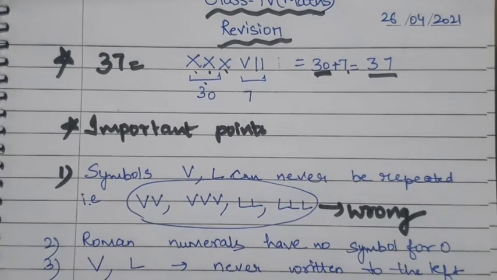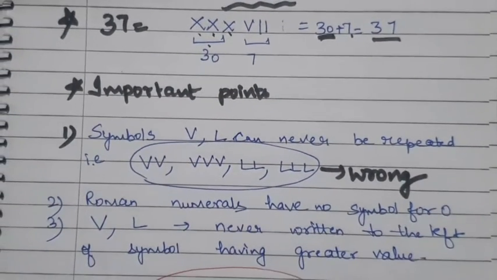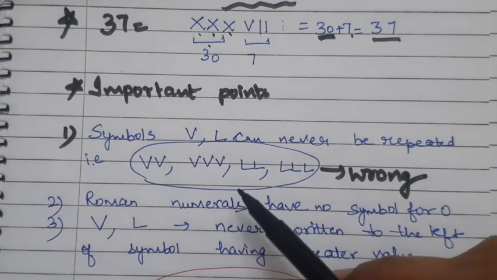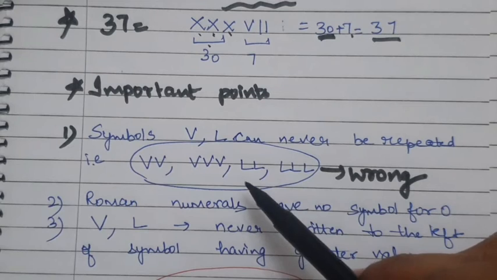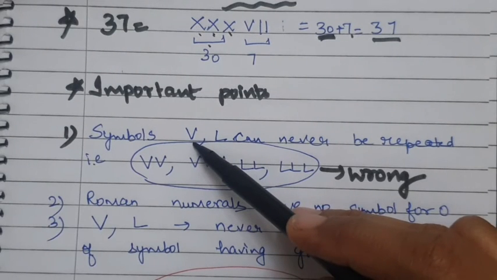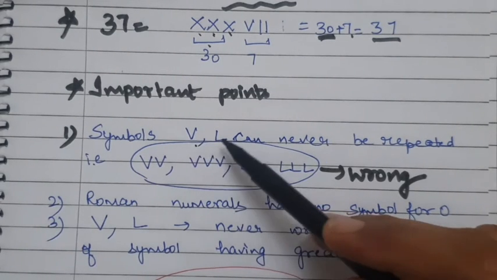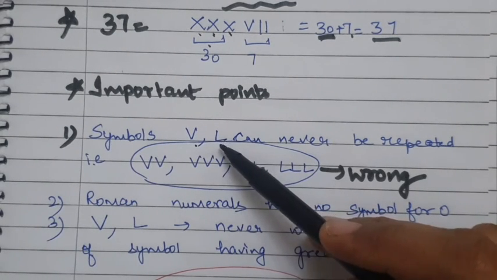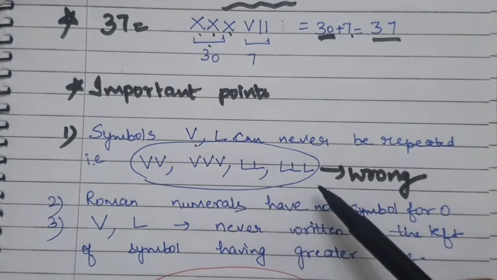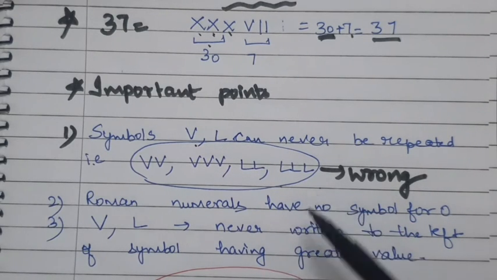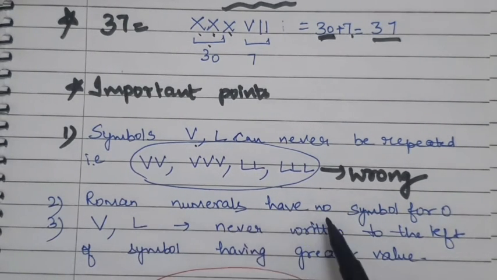Now children, there are some important points you have to keep in mind. First one is we can never repeat the symbols V and L. We can never repeat these letters. Roman numerals have no symbol for 0.